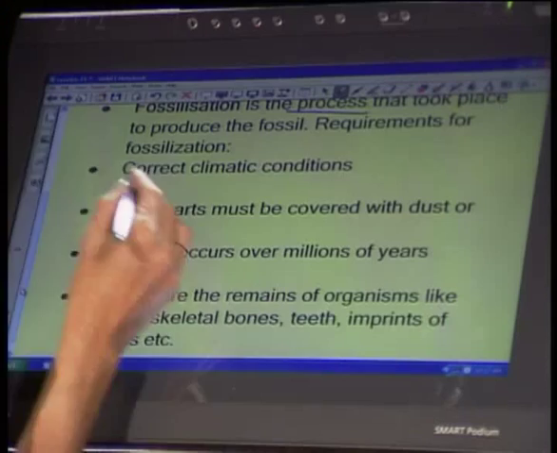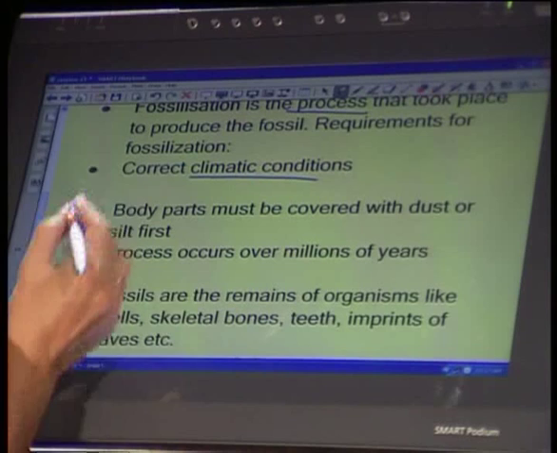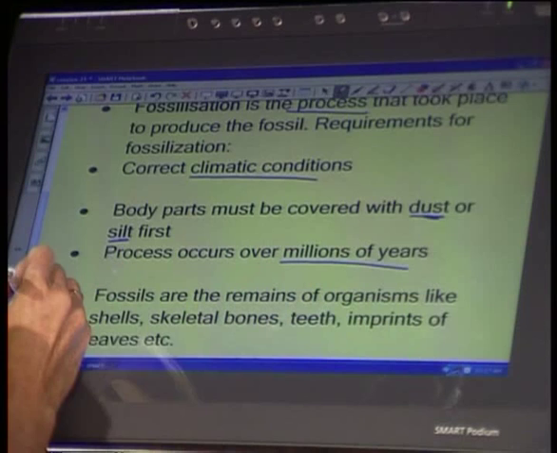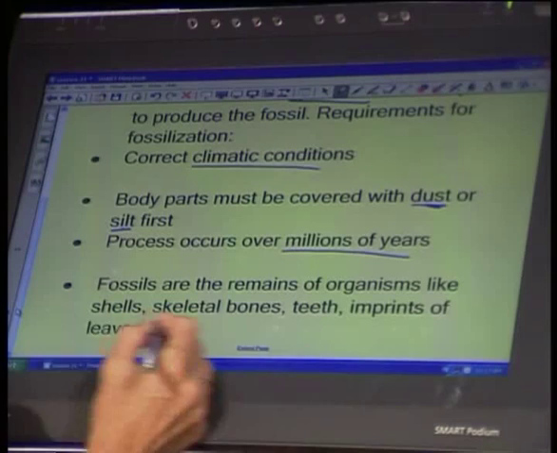Okay, first of all, you must have the correct climatic conditions. Secondly, the body part must be covered with dust or silt first. And the dust and the silt preserve it. All right, the process occurs over millions of years. And fossils are the remains of organisms like shells, skeletal bones, teeth, imprints of leaves, etc.